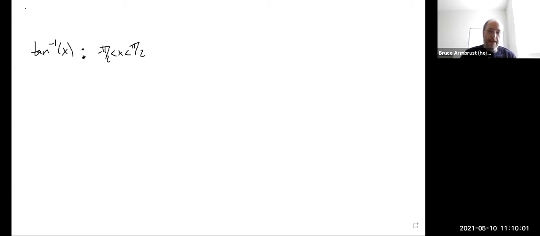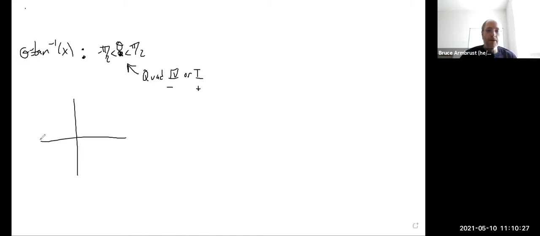And what I know about these angles is that these are in quadrant 4 or 1. Well, quadrant 1 means it's positive, and quadrant 4 is going to be negative. So since I'm putting in a negative number, I know that this has to be in quadrant 4. So what we just found is an angle that's down here, where this is negative 0.6435.